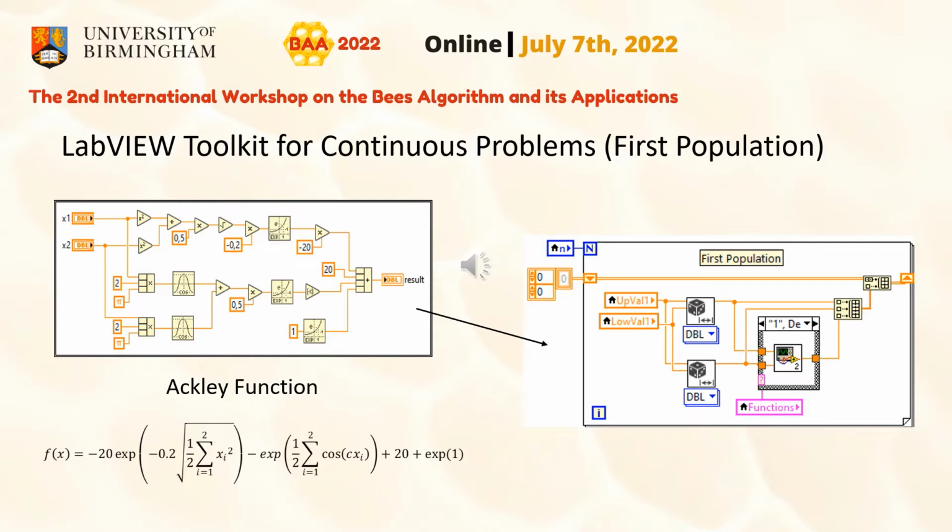Before the main algorithm, the problem must be defined. In this section, the ellipse function is shown as an example. You can see the equation of the function for two variables, and the LabVIEW code is given in the figure.